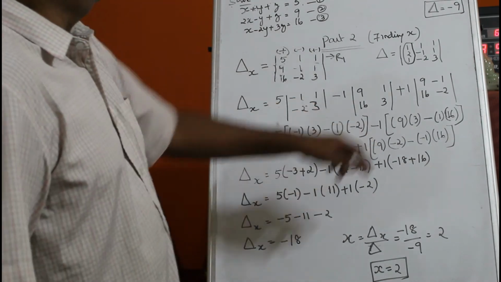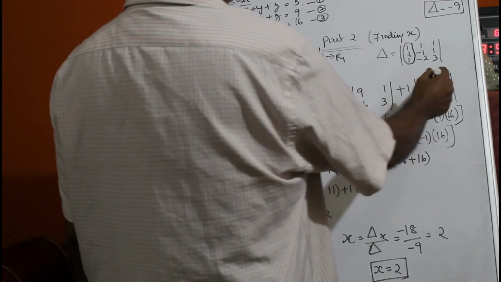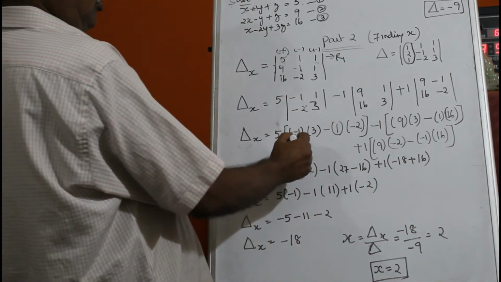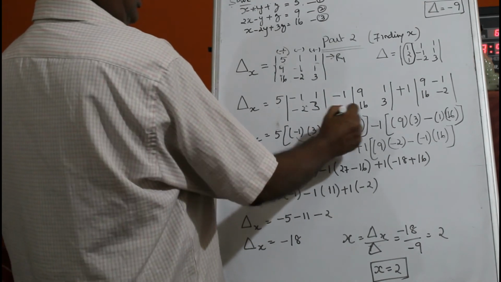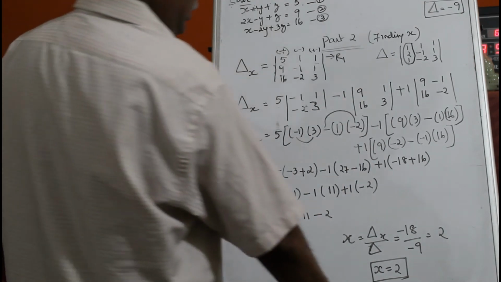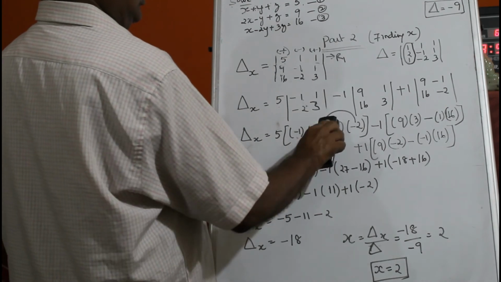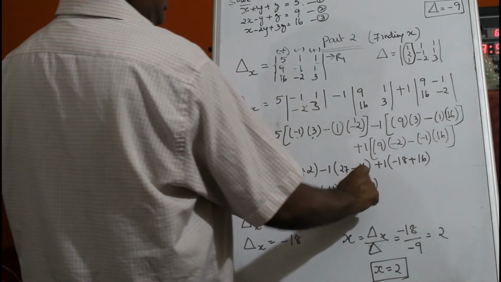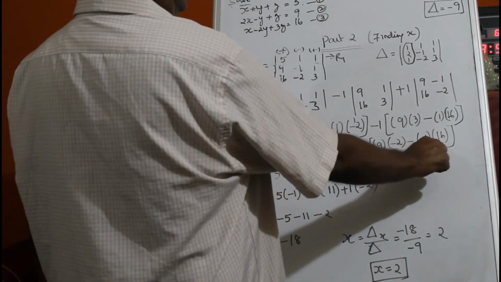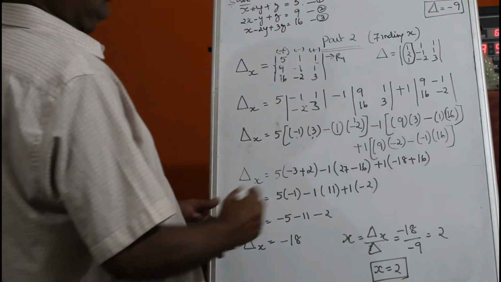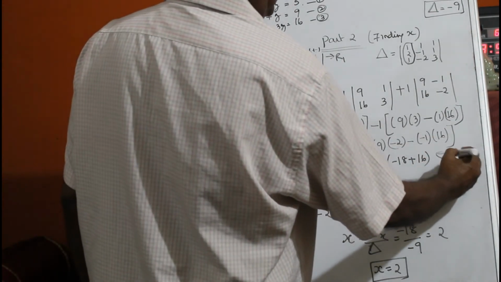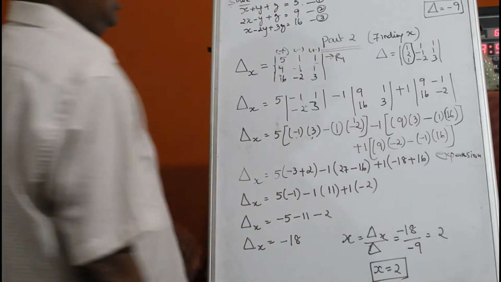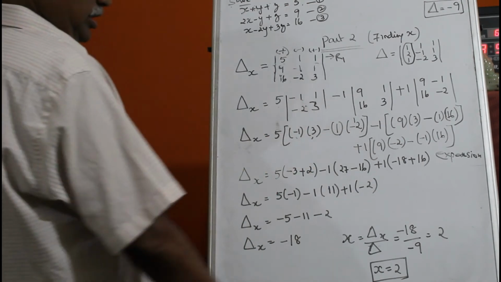Next is minus 1, you get 9 into 3, minus 16 into 1, plus 1, 9 into minus 2, and minus 1 into 16. Afterwards, 5 into minus 1 into 3 is actually minus 3, minus is actually plus 2. Like this you have to expand. Minus 1 into 9 3s are 27, 16 1s are 16, plus 1 into 9 into minus 2 is minus 18. This is just an expansion, a simple expansion of brackets.